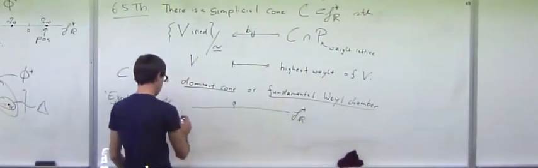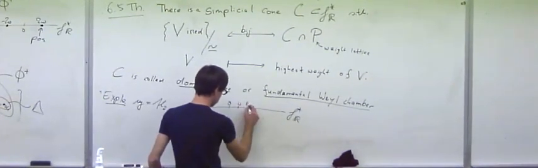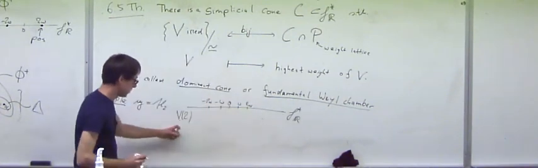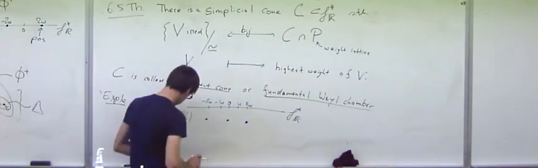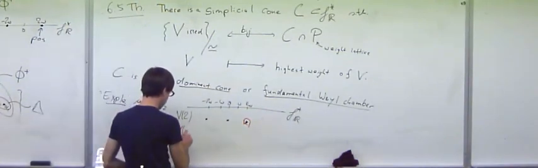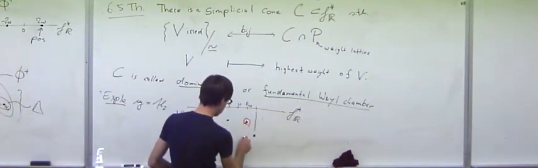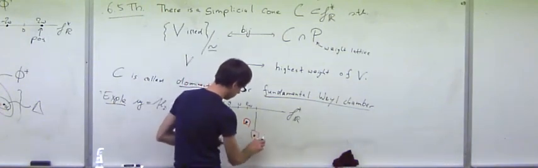So H star R. How about, say, V2? Let's say here is omega, 2 omega, minus omega, minus 2 omega. So V2 has the weights 2 omega, 0, minus 2 omega. And which one is the highest one? Well, of course, 2 omega. Then there is V3. This has 3 omega, omega, minus omega, minus 3 omega. The highest one is this one.